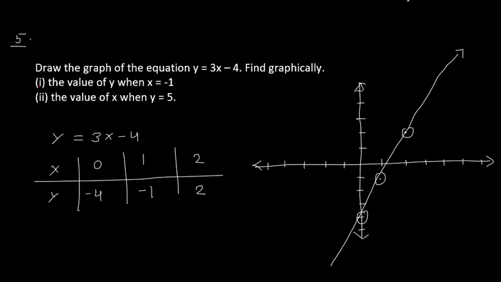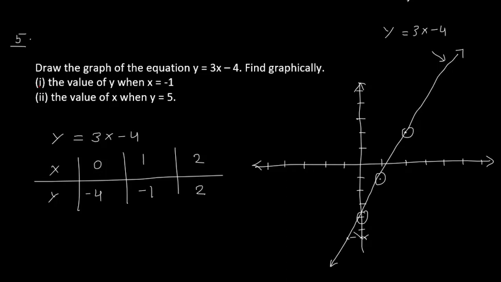Okay, so this line is your y equal to 3x minus 4. Now we have the equation y equal to 3x minus 4. Now the problem is the value of y when x is equal to minus 1. So when x is minus 1, I am getting y somewhere here. For that I have to extend this, and I have to check what value I am getting.